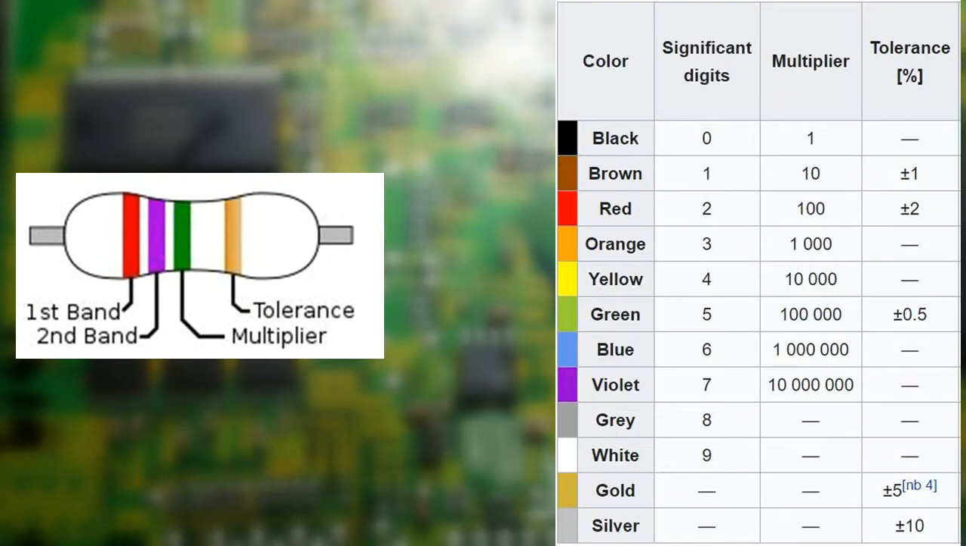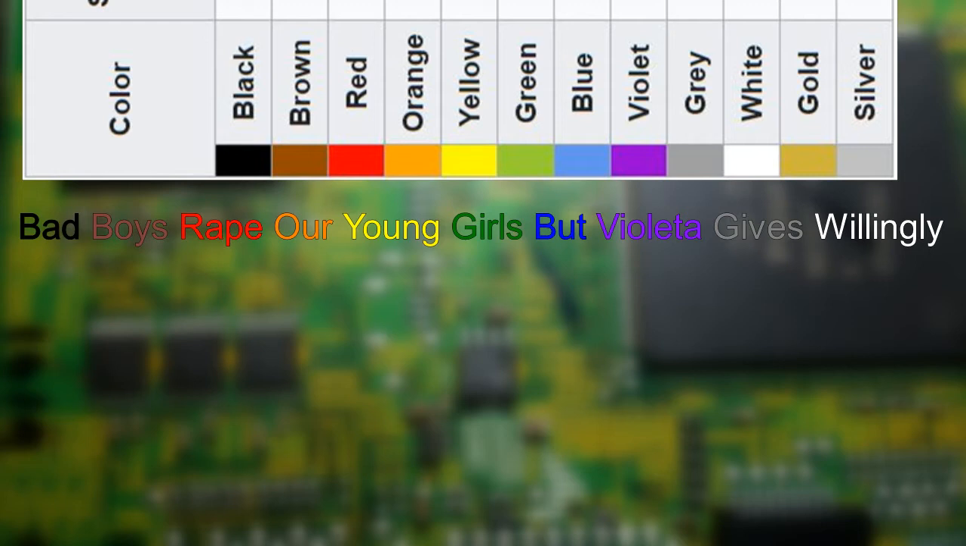You might know this resistor color code for identifying the value of resistors. In our country, we are taught using these mnemonics. Bad boys rape our young girls, but Violeta gives willingly.